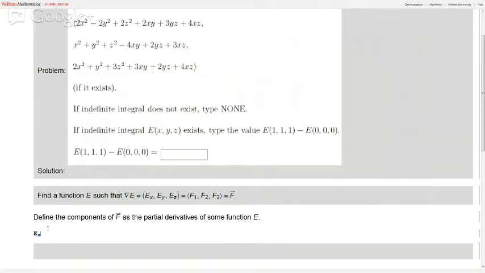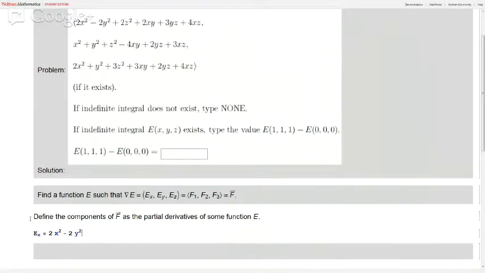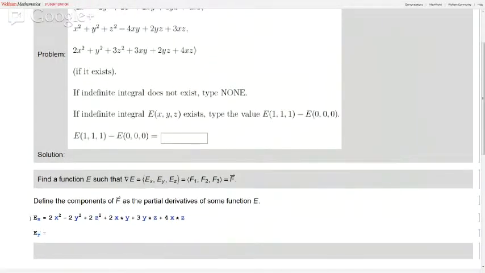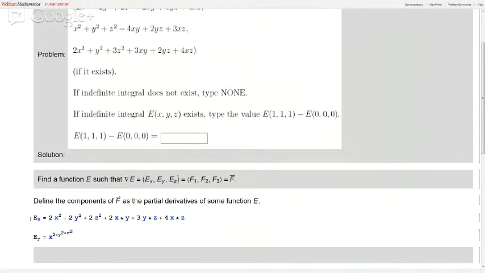So that means that the partial of e with respect to x equals the first component of f, 2x to the power of 2 minus 2y to the power of 2 plus 2z to the power of 2 plus 2x times y plus 3y times z plus 4x times z. And that means the partial of e with respect to y equals the second component of f, x to the power of 2 plus y to the power of 2 plus z to the power of 2 minus 4x times y plus 2y times z plus 3x times z.